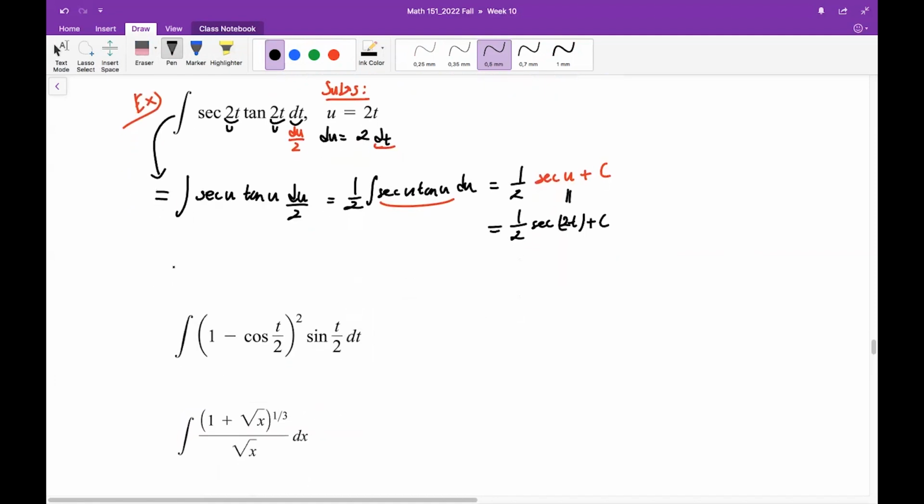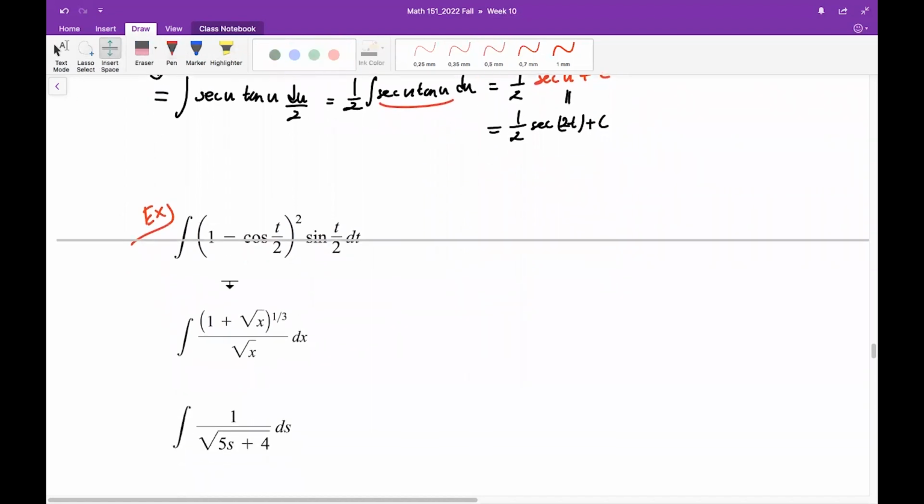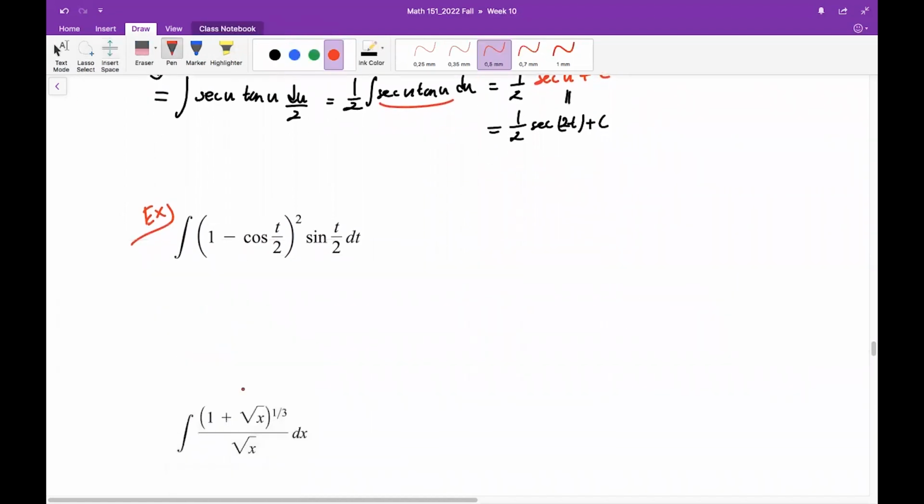Okay, let's move on with the next example. The substitution is not given here, so we need to choose a substitution. Always you will choose some part from your question. Either this part you can choose as u or this part as u. You will see by doing trials and errors which choice of u is working. Okay, let's try this one first. So I choose this as my substitution. u is 1 minus cosine t over 2.